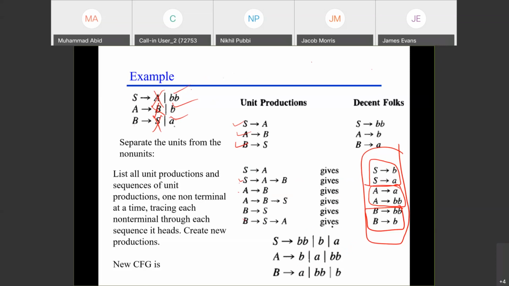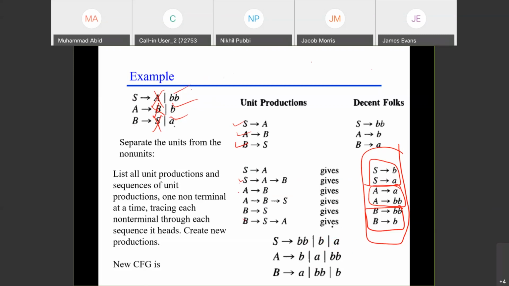You have no unit production here. This is not unit production. It is a terminal. When you have non-terminal, that is unit production. This is not unit production. You have no unit production here. You have no lambda production here. And this is a clean grammar.